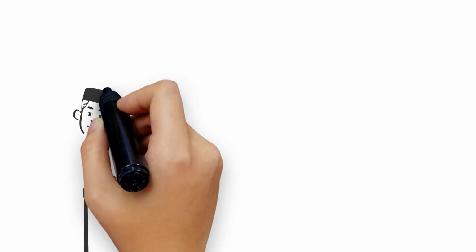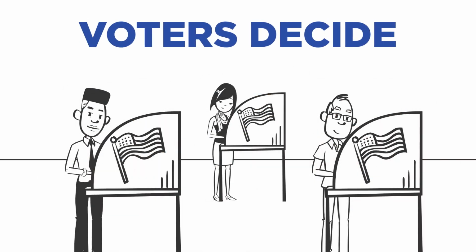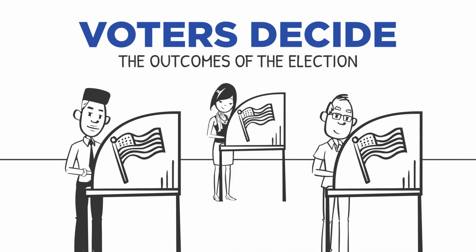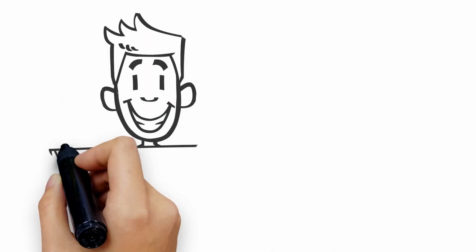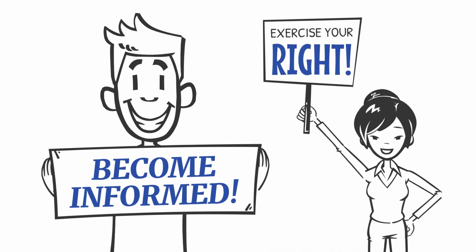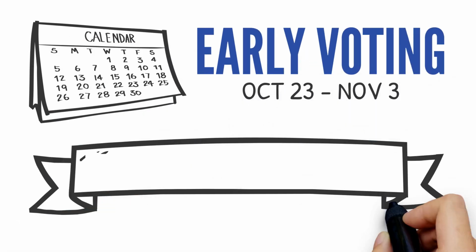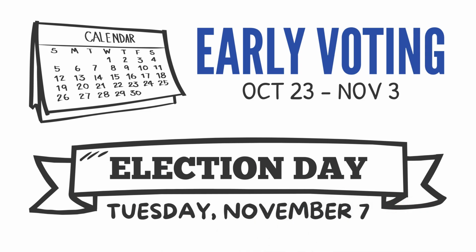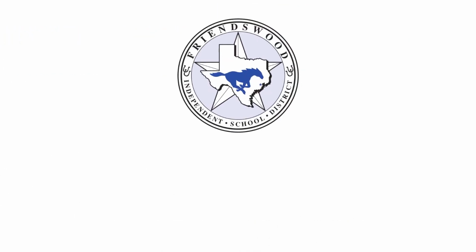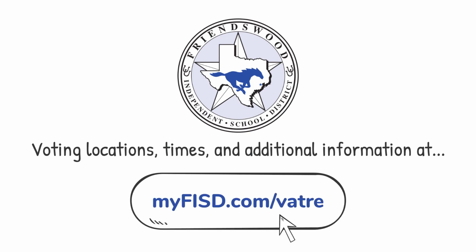The Friendswood ISD Board of Trustees has called the tax ratification election, but the voters are the ones who decide the outcome of the election. All eligible registered voters are encouraged to become informed and exercise their right to vote in the election. Early voting begins Monday, October 23rd, and continues through Friday, November 3rd. Election Day is Tuesday, November 7th. Voting locations, times, and additional information can be found on our website at myfisd.com/VATRE.